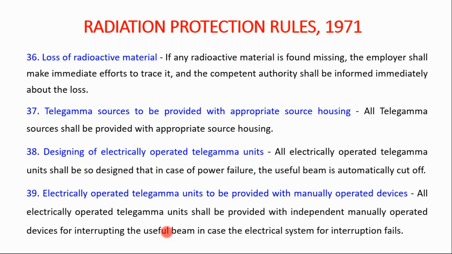Rule number 41 is related to the precautions to be taken by the radiological safety officer in the area where gamma radiography is done. So where gamma radiography is required, then in that area the radiological safety officer shall cordon off suitable areas and control entry into those areas in such a manner as to ensure adequate protection. So where this gamma radiography is going to be done, that area should be protected with adequate protection.